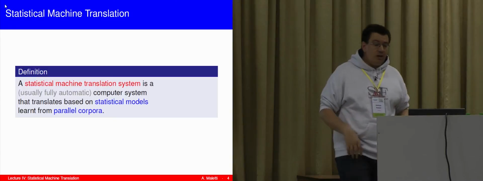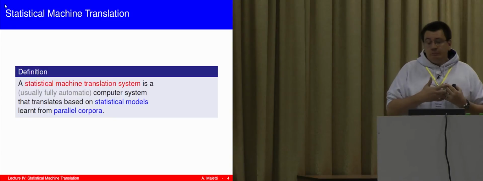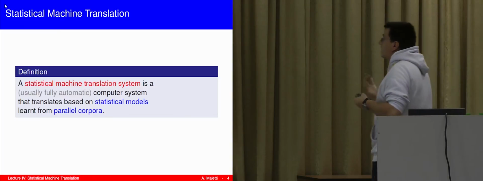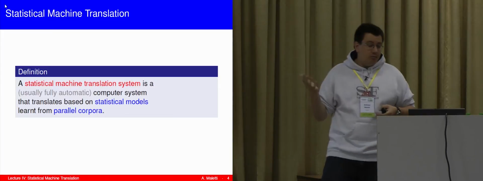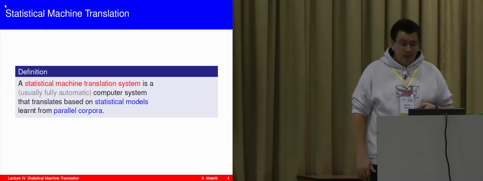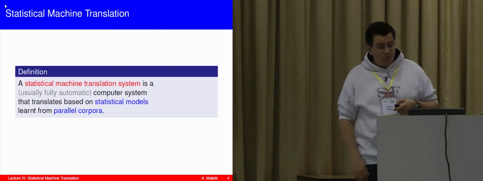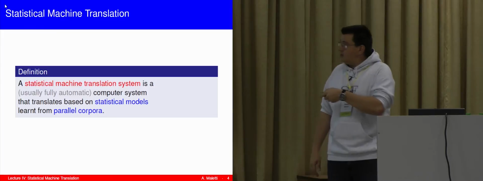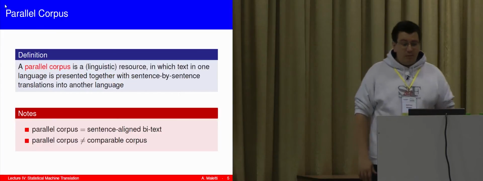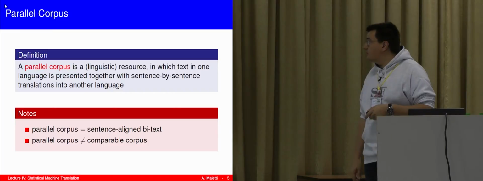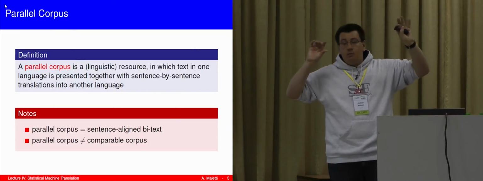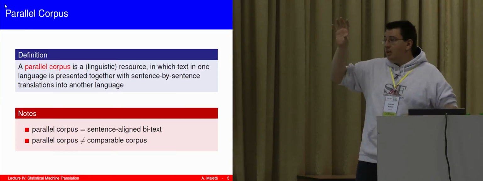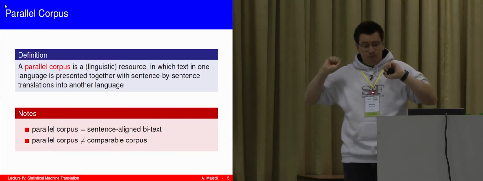So a statistical machine translation system is simply, at least for us, a fully automatic computer system that translates based on statistical models, which are learned from parallel corpora. Now I have to, of course, specify what those terms mean. If you actually want to do that, you have to get certain resources, and these are the parallel corpora. What's a parallel corpus? That's a linguistic resource in which you'll have text in one language and text in the other language, in a particular way, namely such that you have a sentence-to-sentence alignment.